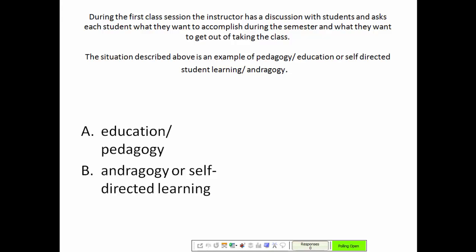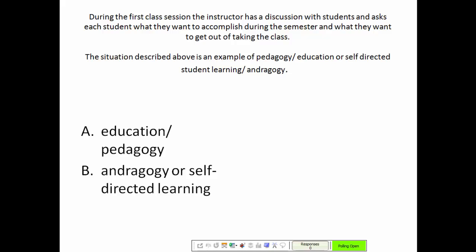The first question of the quiz says, during the first class session, so here's the situation. During the first class session, the instructor has a discussion with students and asks each student what they want to accomplish during the semester and what they want to get out of taking the class. The situation described above is an example of pedagogy or education, or self-directed student learning or andragogy. Select A if you think the situation is an example of pedagogy and education, or if you think it's B, an example of andragogy or self-directed learning.